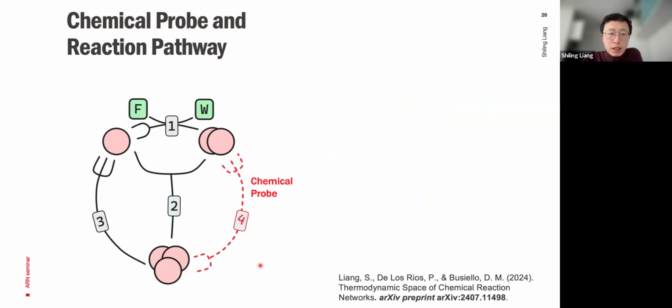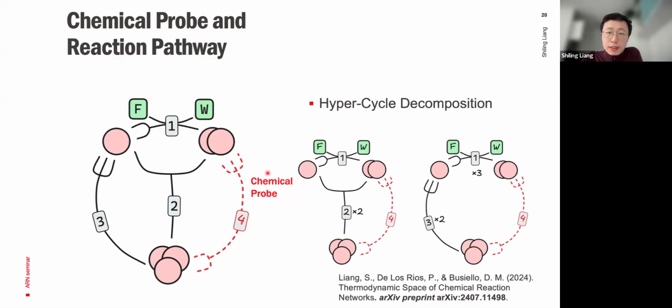It is a reaction that does not exist in the original network, but it is allowed by the conservation law. It converts three dimers to two trimers. And by adding this chemical probe, we can do some hypercycle decomposition. We can find the reaction cycles in the network which include this probe. So we have two cycles, and if we start from here and go along the cycle, the system will go back to this monomer state, this dimer state.